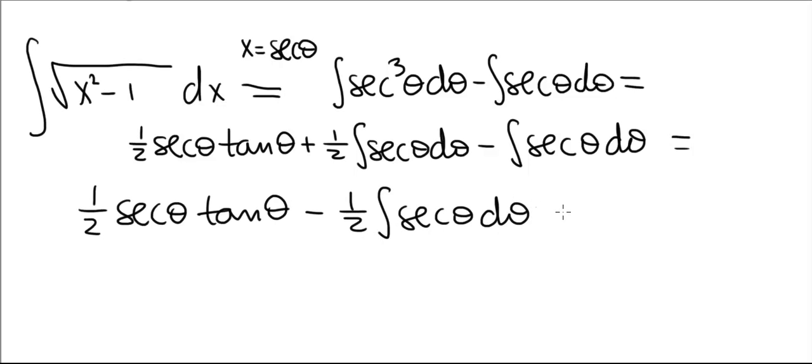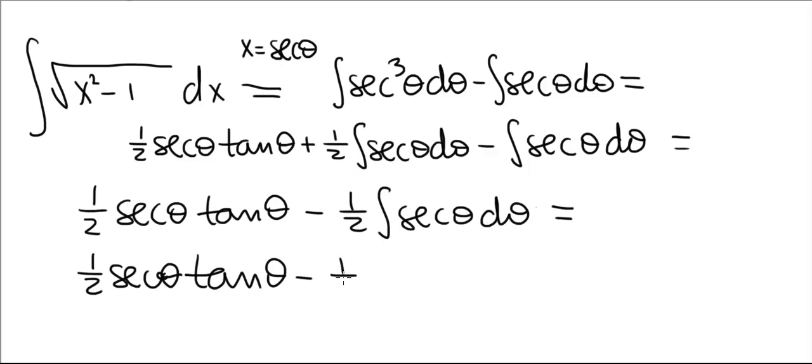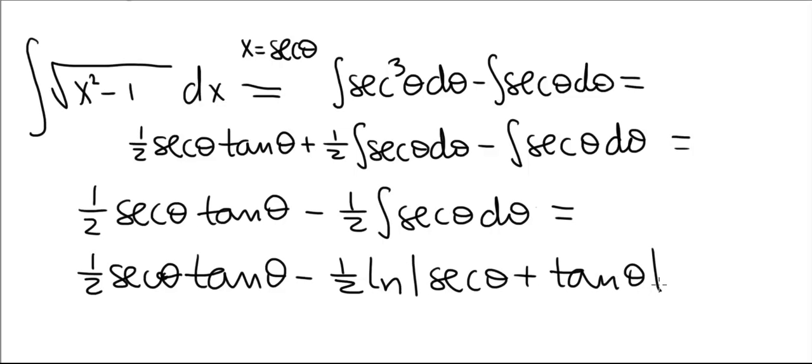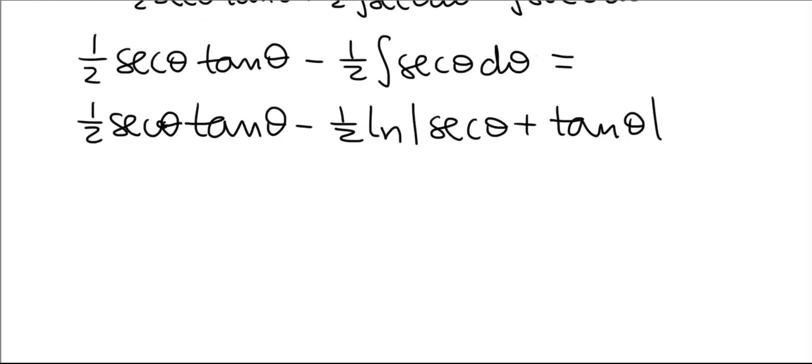And the integral of secant of theta you should memorize. So this is 1/2 secant theta tangent theta minus 1/2 times the natural log of the absolute value of secant theta plus the tangent theta. Now what we have to do is to express the final answer in terms of x. Our original substitution was secant theta equals x, or we can write it as x over 1.